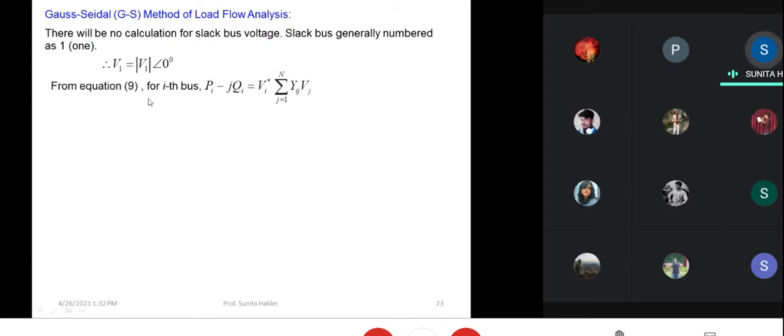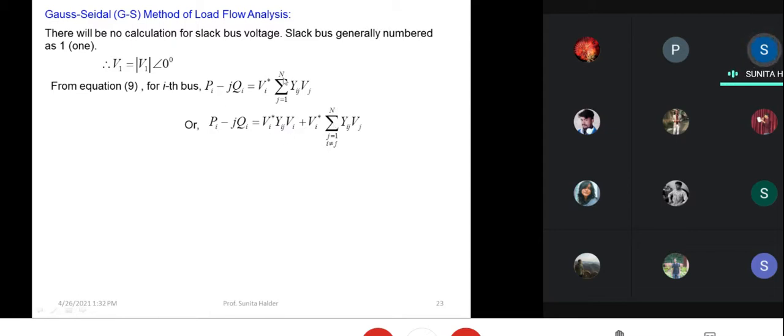Then from equation 9, I have not repeated here. Equation 9 means the bus power equation, this one. This is the equation. So from here, if we extract the ith bus from the right hand side, then for ith bus, what will be the expression? Vi, Yii and Vi. So we can write this one.